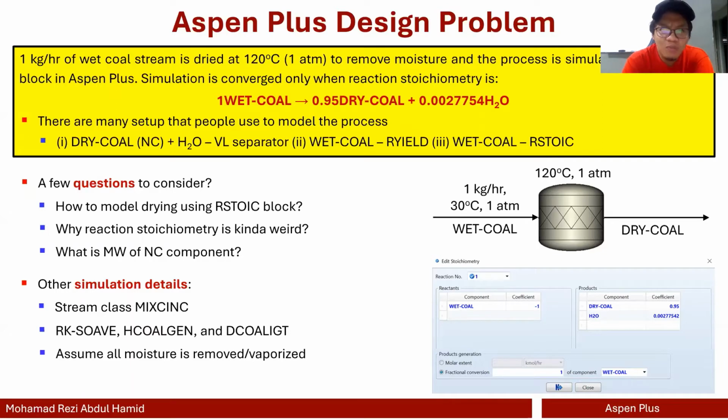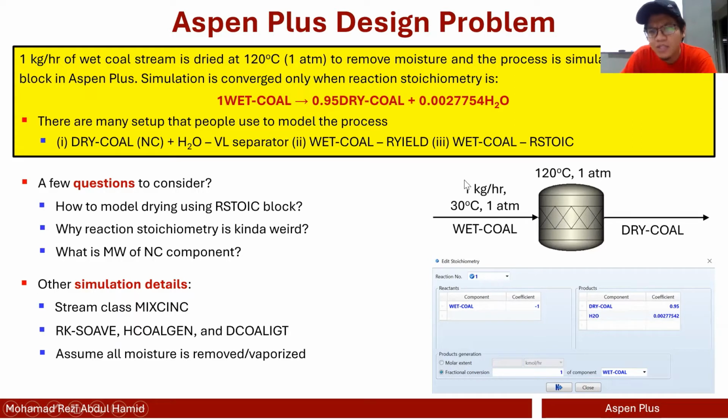For this design problem, I have 1 kilogram per hour of wet coal. They are dried at 120 degrees Celsius. We will try to simulate them using an RSTOIC block here at 120 degrees Celsius under 1 atmosphere pressure to remove the moisture.